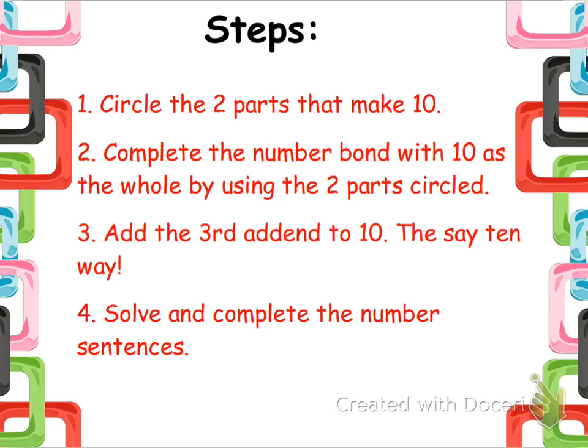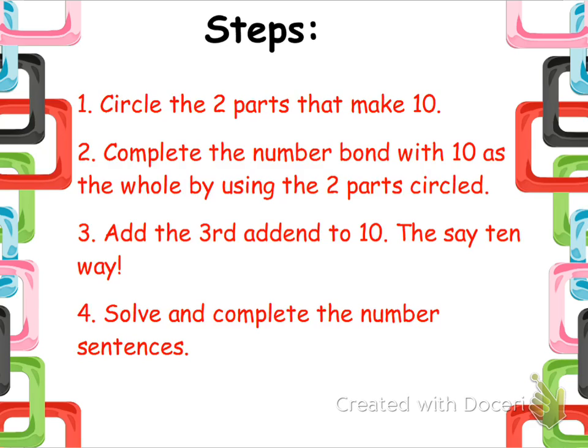First thing we have to do is circle the two parts that make 10. Second step, we have to complete the number bond with 10 as the whole by using the two parts that we circled. Step number 3, add the third addend to 10, the say 10 way. Number 4, we have to solve and complete the number sentences.